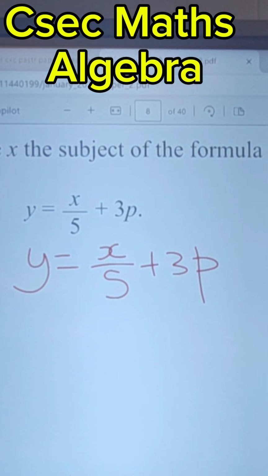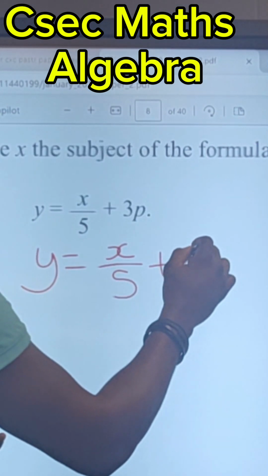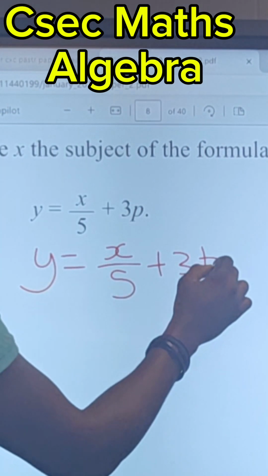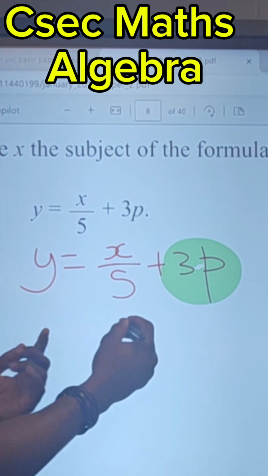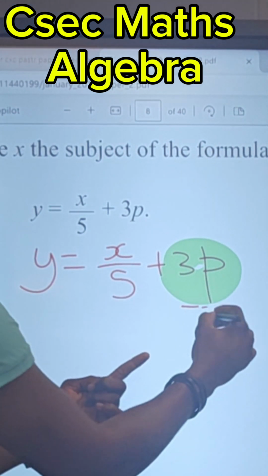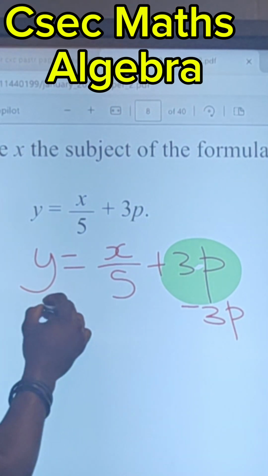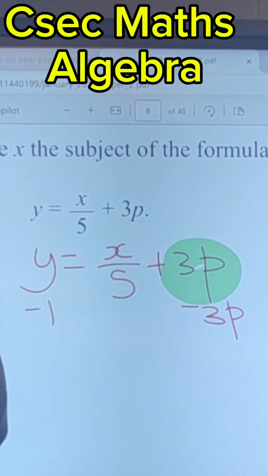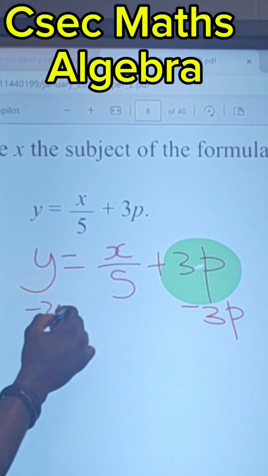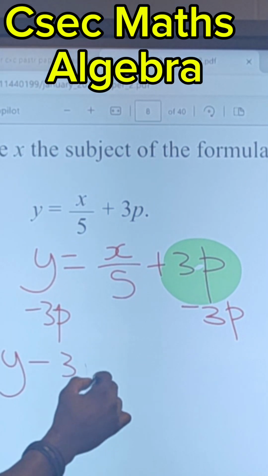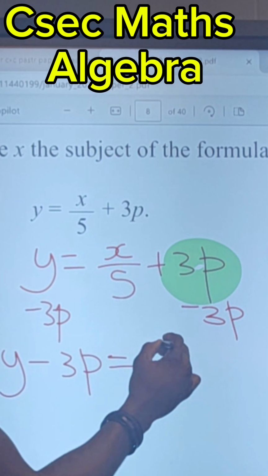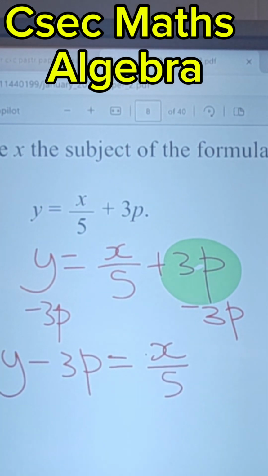There are many things that you can do, but what I'm going to do first is get rid of the 3p here. So I'm going to subtract 3p from both sides. When we do that, we're left with y minus 3p, and that's equal to x over 5.